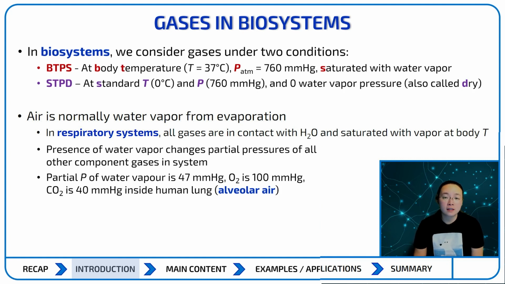And because of that, we have to consider the partial pressure of water vapor. That's 47 mmHg, which we know from the previous slide. For oxygen, it's 100 mmHg, and for carbon dioxide, it's 40 mmHg inside the human lung. So that's alveolar air. So later on, we do have to consider the differences in pressure between the inside and the outside of your lungs.